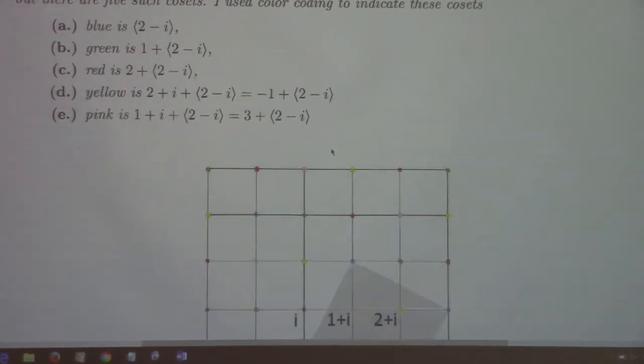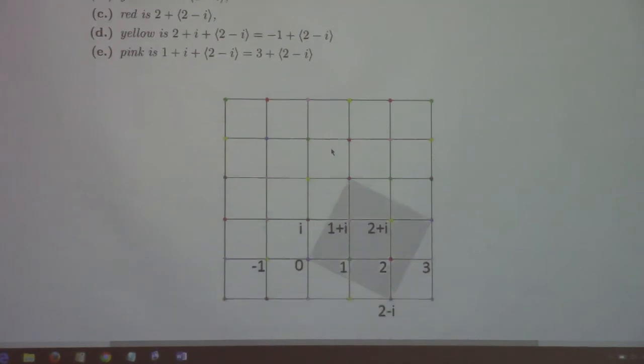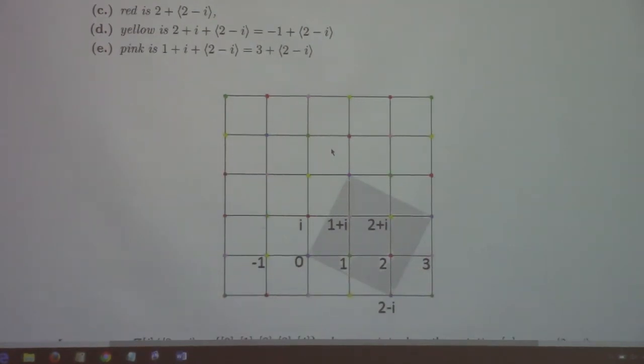Oops. Yeah. Come on. Go away, you stupid bar. How do you make that thing go away?